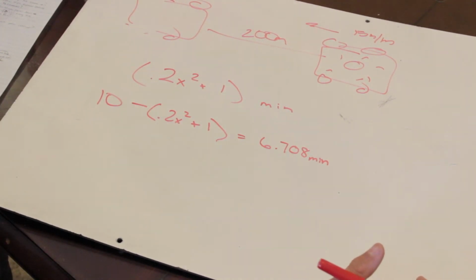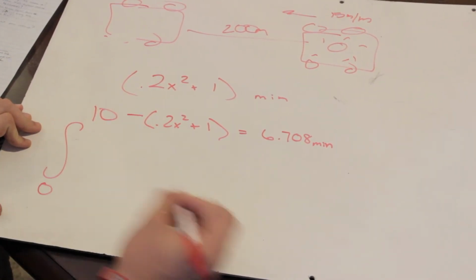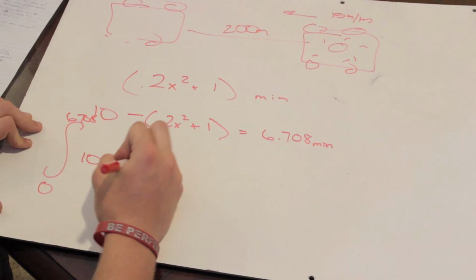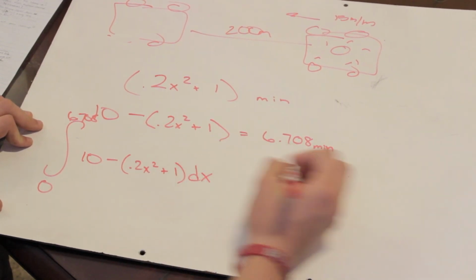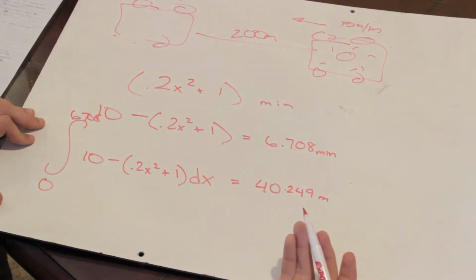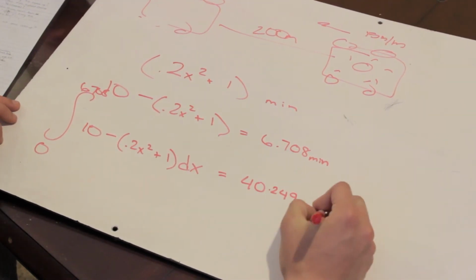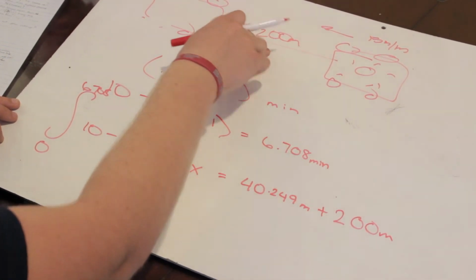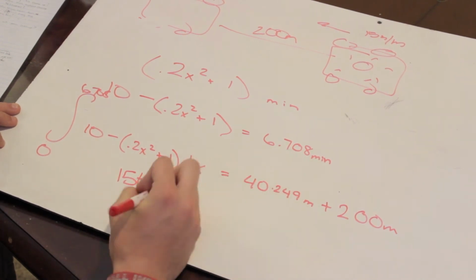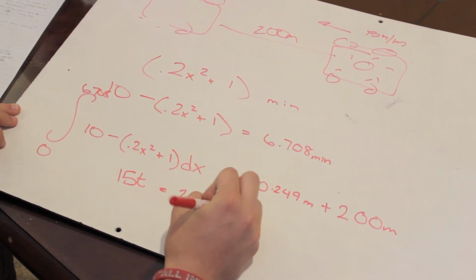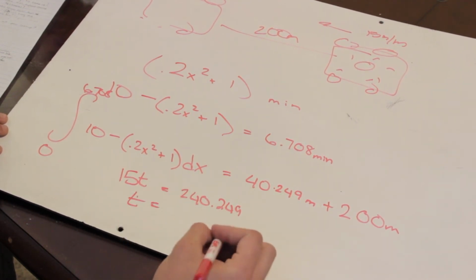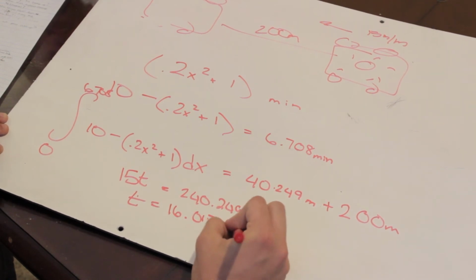So we can use this to find out how far the car actually goes by doing the integral from the start of the time to the time that it stops moving that we just found, of 10 minus the 0.2x squared plus 1. And we find this equal to 40.249 meters, which is substantially less than the 400 meters we saw earlier. By adding the 200 meter head start that the car had earlier, we can find out how long it takes the police to catch up. So we put the speed, which is 15, times t, equal to the 240.29, which is the distance that the criminal car will travel. When you divide that number by 15, we find that it equals 16.017 minutes for the police to catch up.